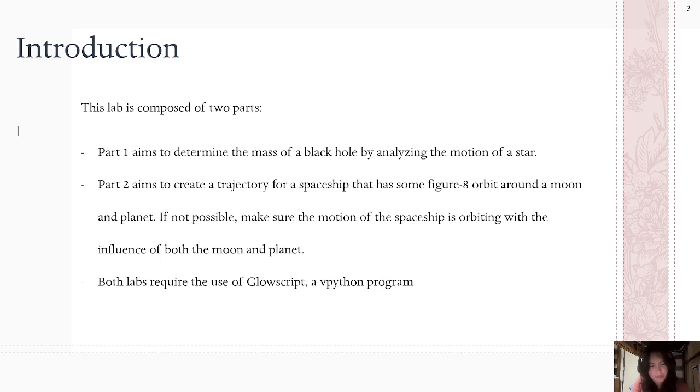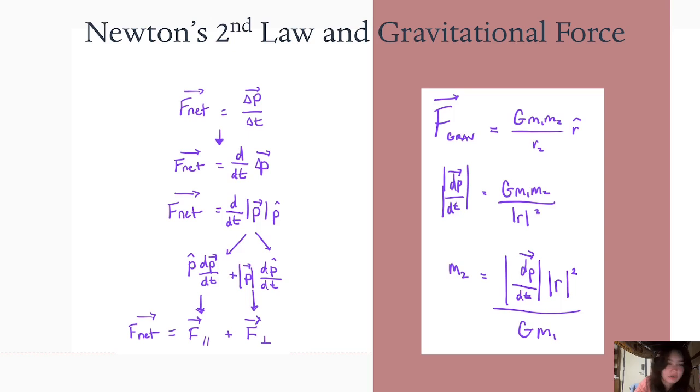And I don't think I mentioned this, but in part 2, the system would be the spaceship, the planet, and the moon, and the outside factor would be space. The black hole is not considered here.